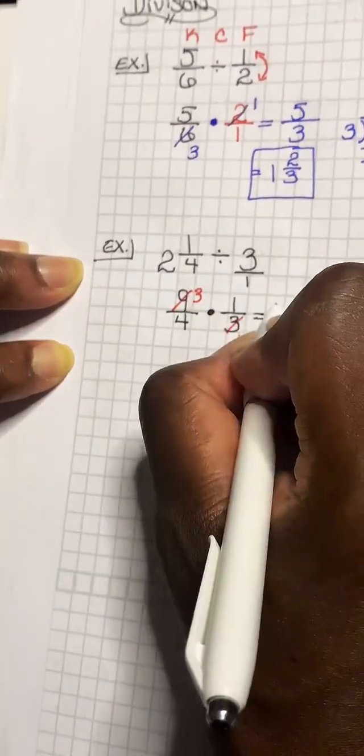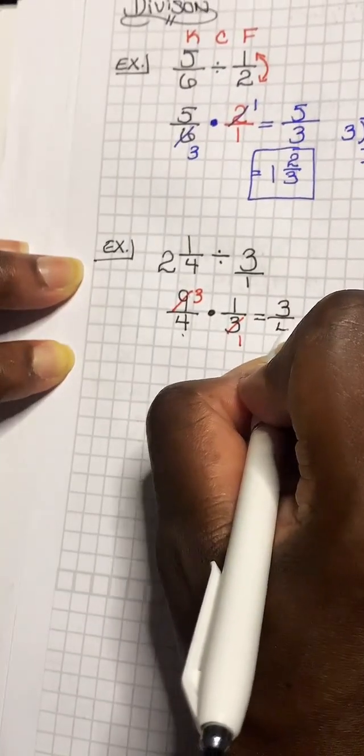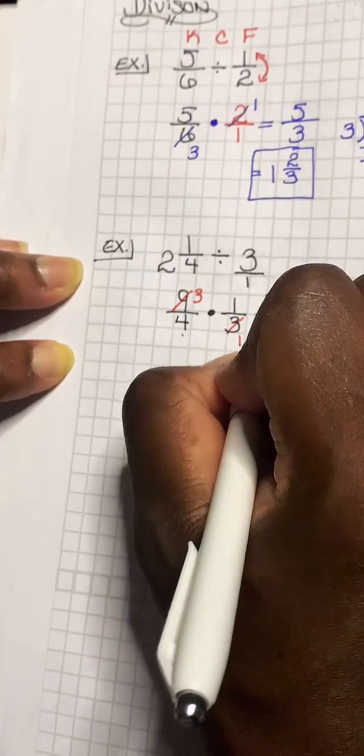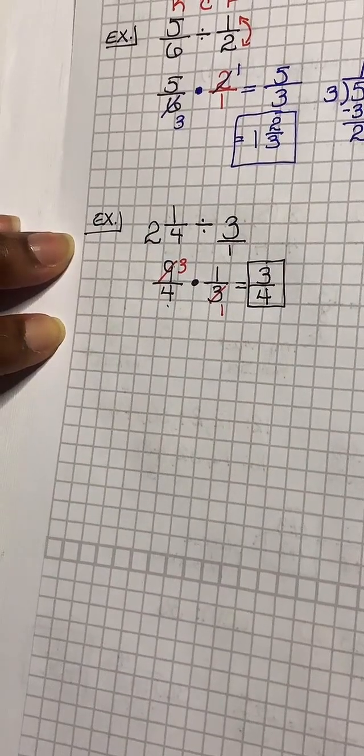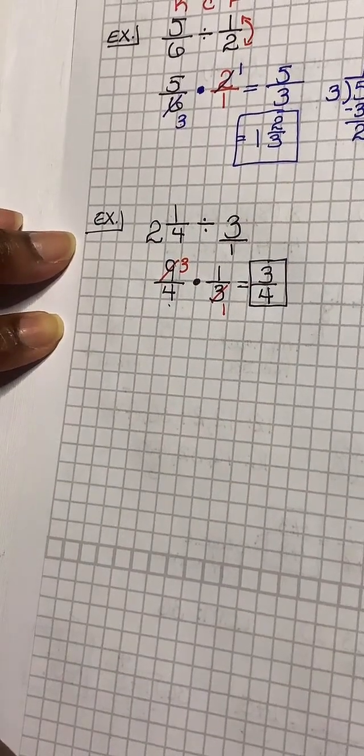3 times 1 gives me 3. And 4 times 1 gives me 4. So since it was a proper fraction, we don't have to do any division, which gives us our 3/4. Nicely done.